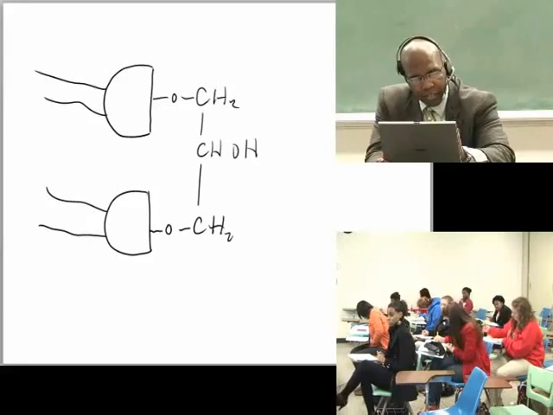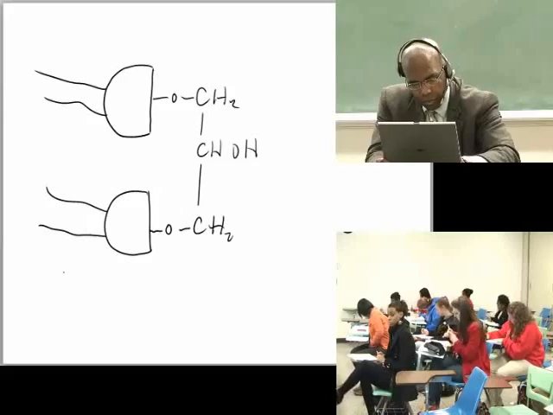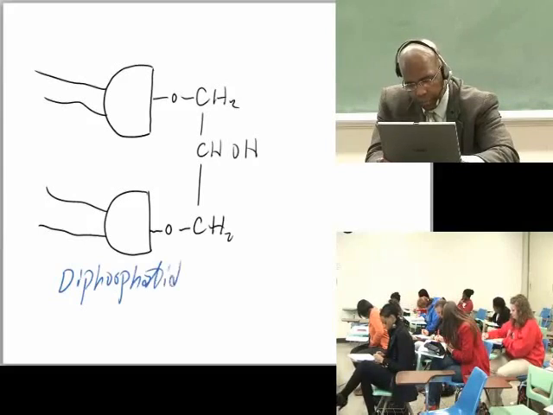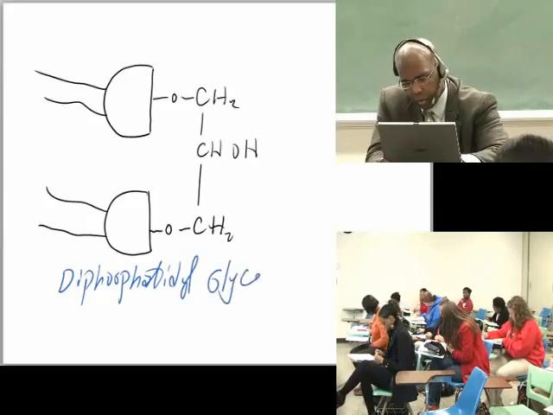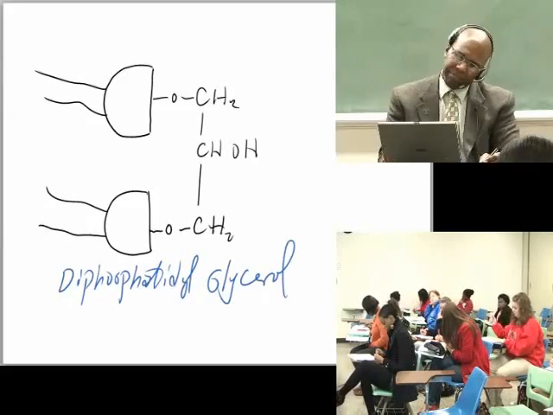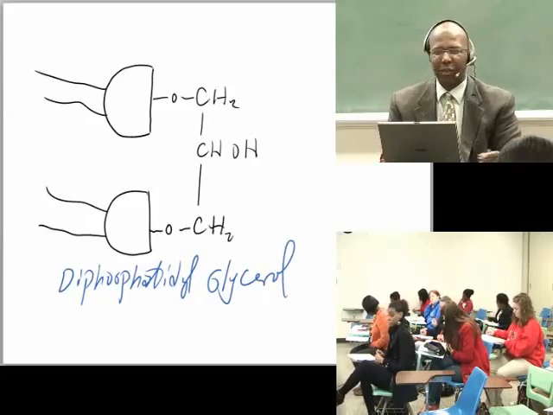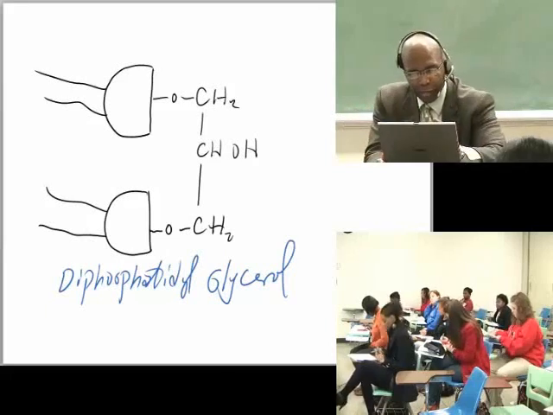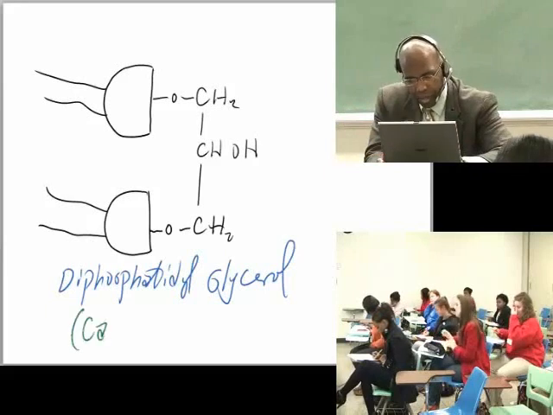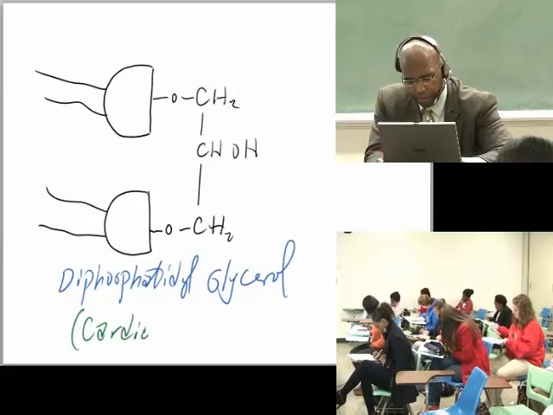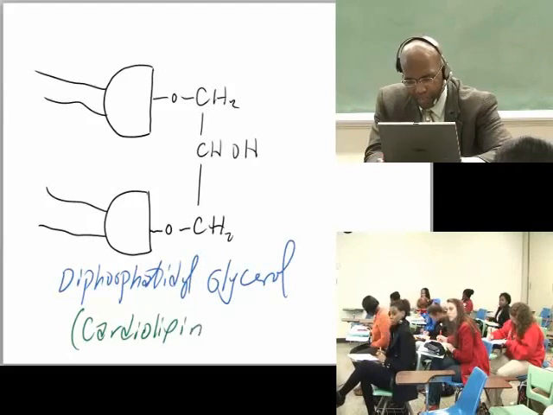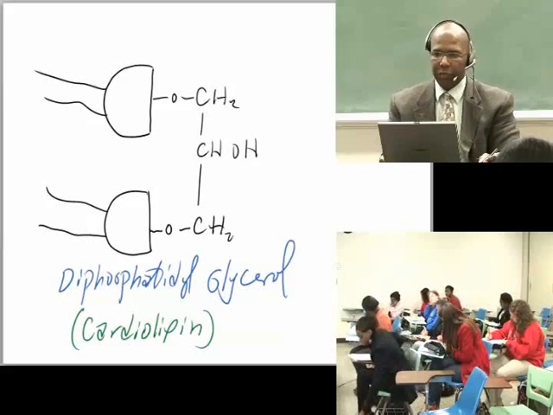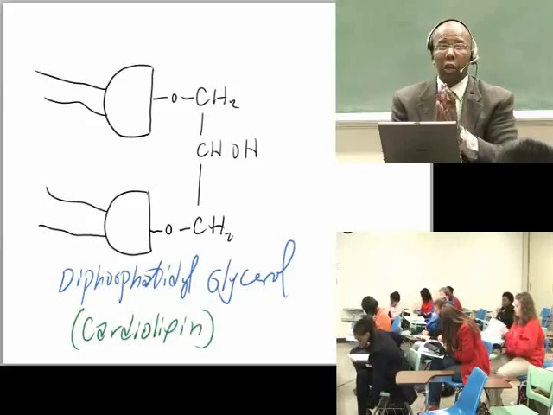So, what's going to be the name of this phospholipid? Diphosphatidylglycerol. And there is no abbreviation for this one, but it has another name. Does anybody remember what the other name for it is? Cardiolipin. Why is it named cardiolipin? Exactly. It was first discovered in cardiac tissue. And those are all of the phospholipids.